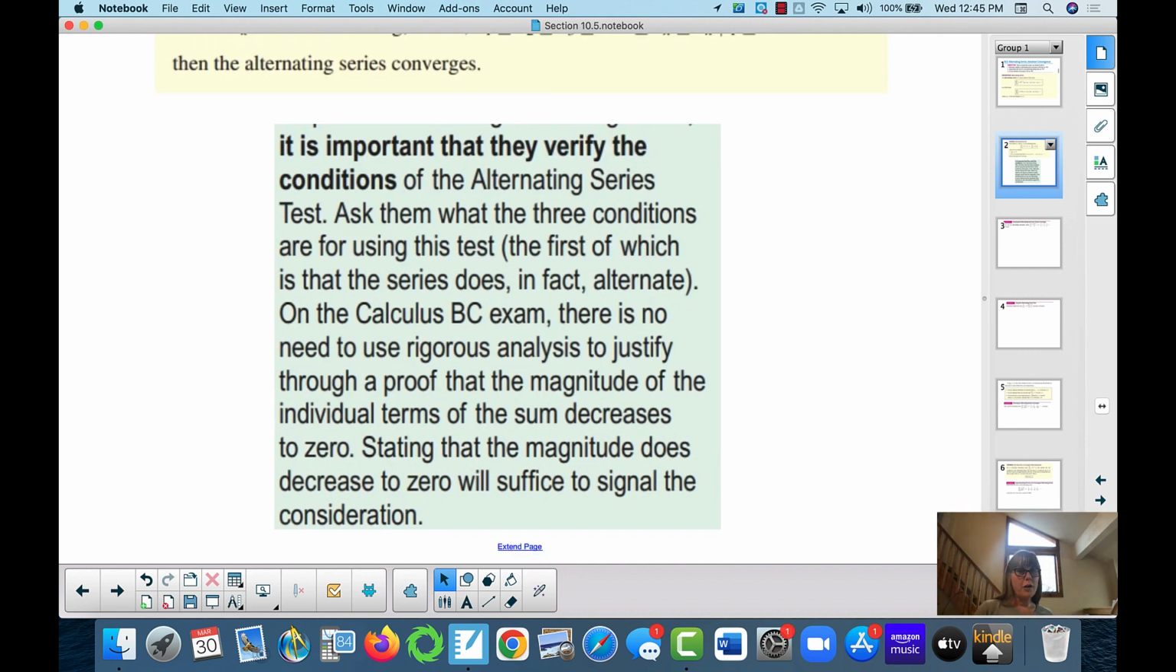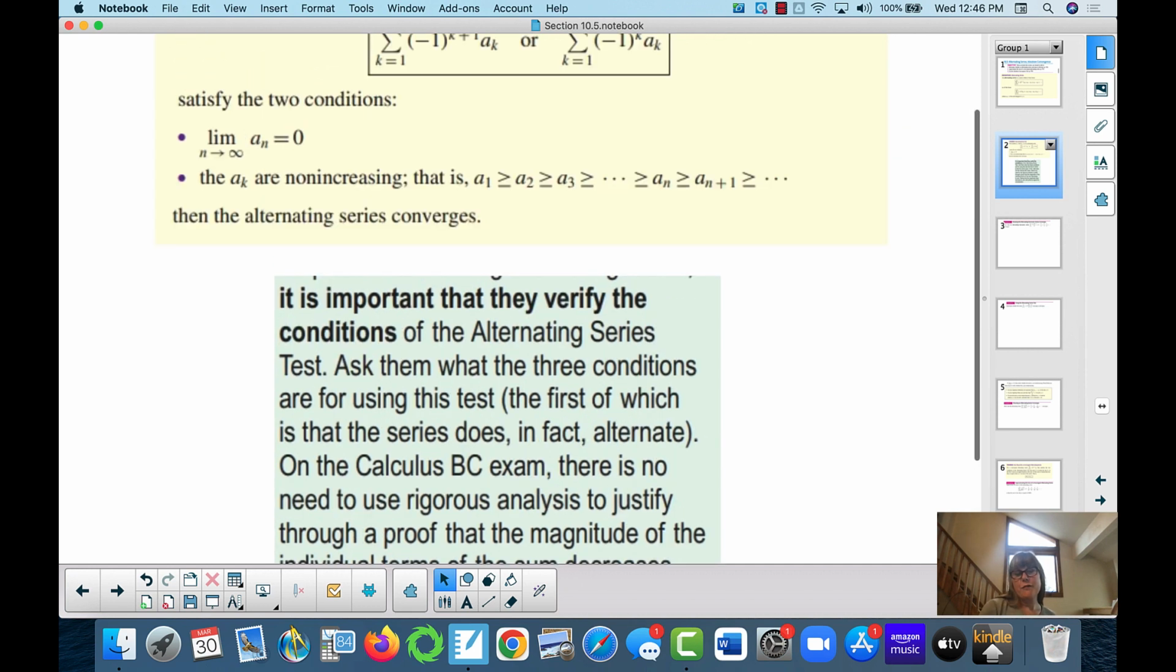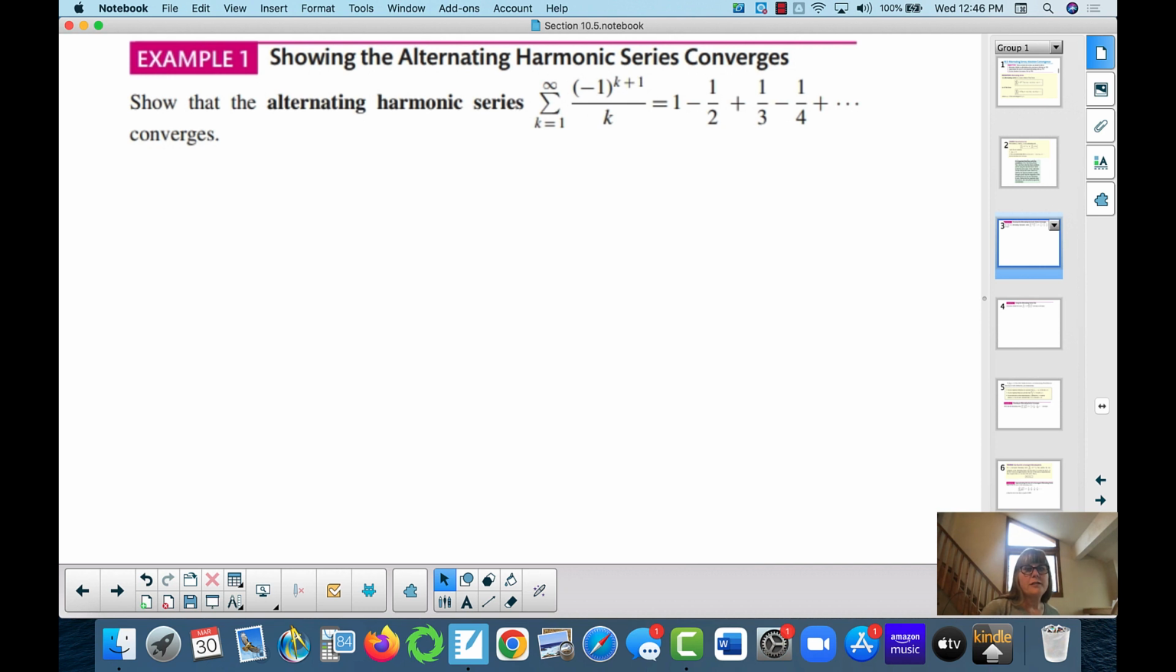So to use the alternating series test to say whether an alternating series converges or not, when you justify that, you will have to say that it is an alternating series before you can use the test. And then you'll have to show those other two conditions. And we're going to look at different ways to show that the a sub k are non-increasing. But you'll always state that you have an alternating series. You'll show this condition, the limit as n approaches infinity of a sub n equals 0. And then you'll use one of the three tests I'm going to show you to show that the a sub k are non-increasing. So let's start with this example here.